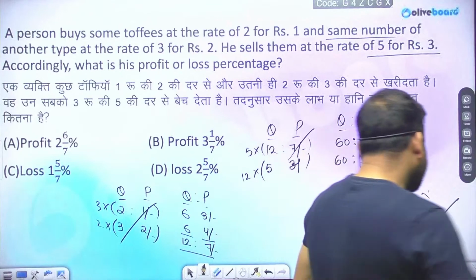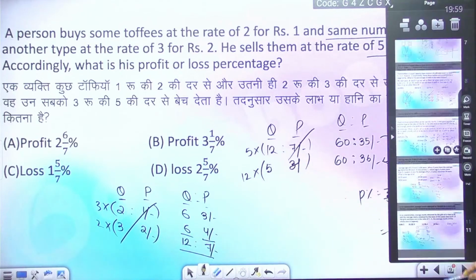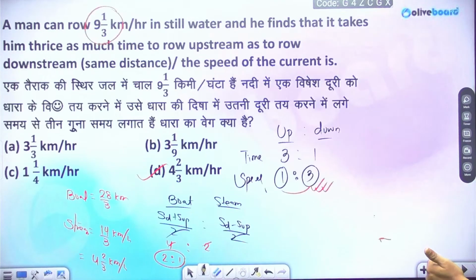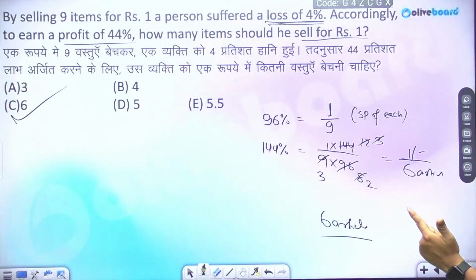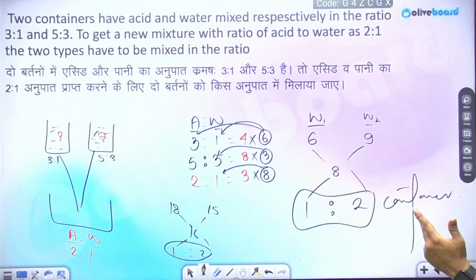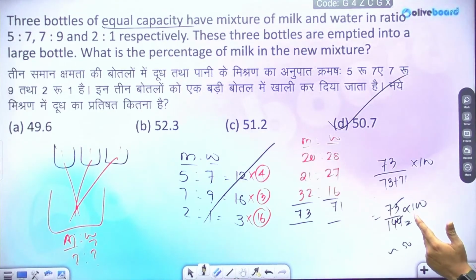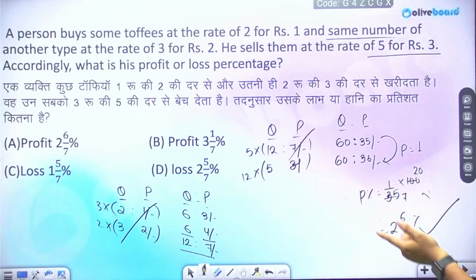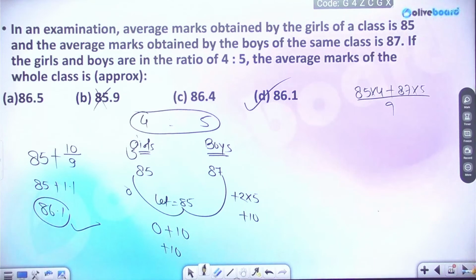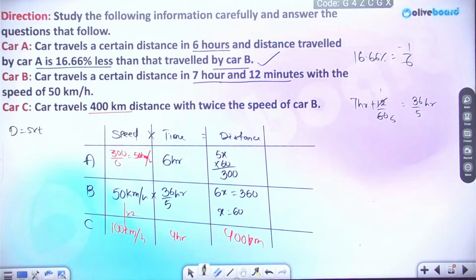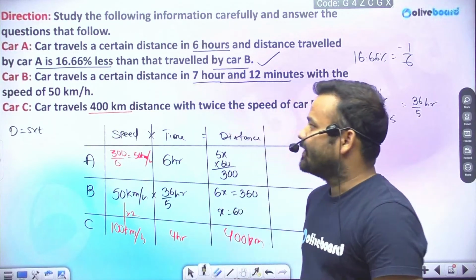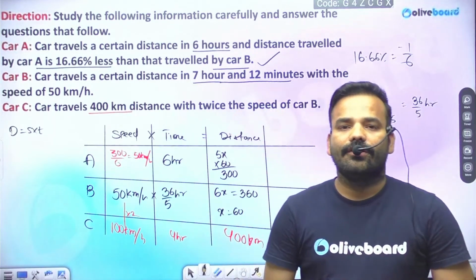So this was today's class, in which we discussed what? We discussed one question of simple CI SI, one question of time and distance, one question of profit and loss, one question of ratio and proportion, two questions of alligation mixture, two questions of profit and loss, total two questions of profit and loss, and two questions of average. Along with that, we had one caselet based on time, speed and distance.